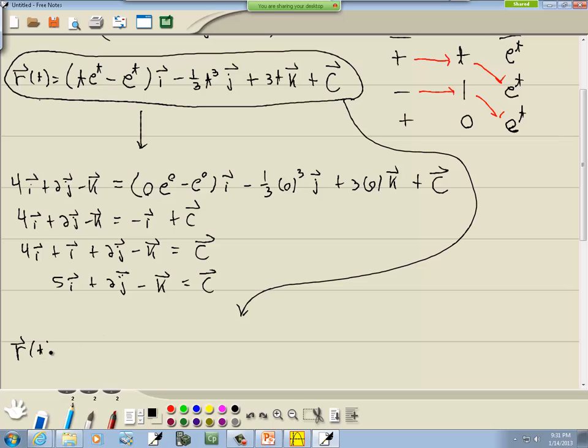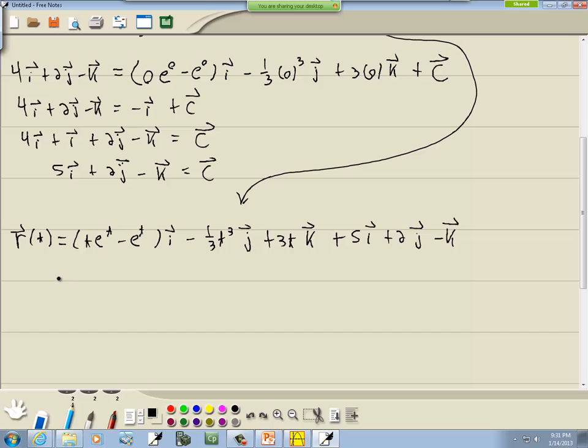r is equal to t e to the t minus e to the t i minus 1/3 t to the third j plus 3t k, and then our c is this right here. So we got plus 5i plus 2j minus k. And we're going to merge together the i's. So this gets merged with this. So this becomes t e to the t minus e to the t plus 5 i.